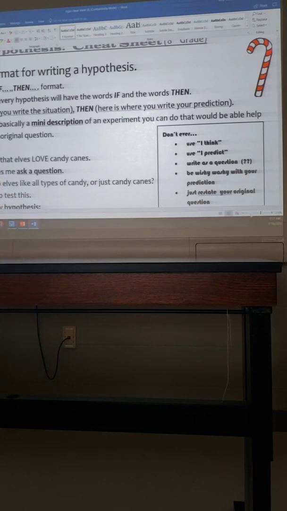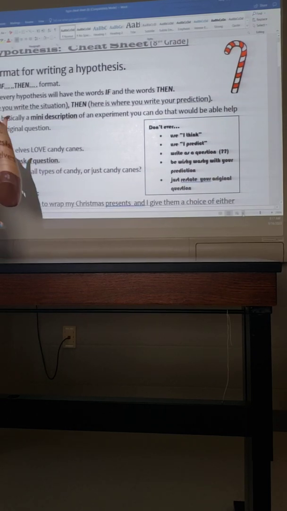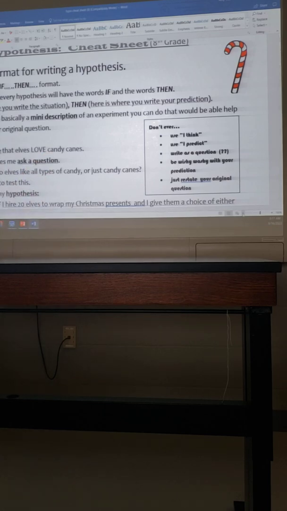On Tuesday we started with writing a hypothesis. So we make an observation, ask a question, form a hypothesis. That's where we're at, right? And we talked a little bit about research in there because that's not part of our song.